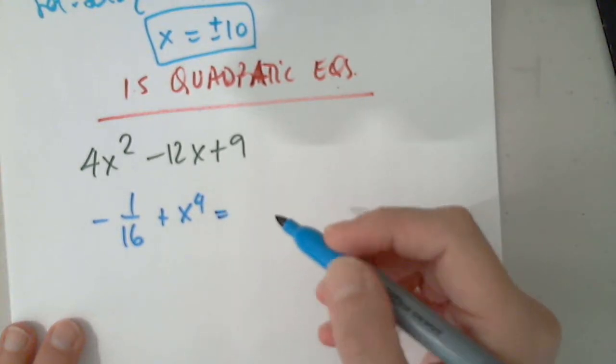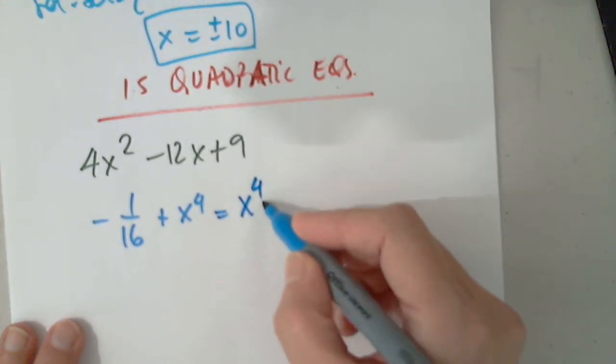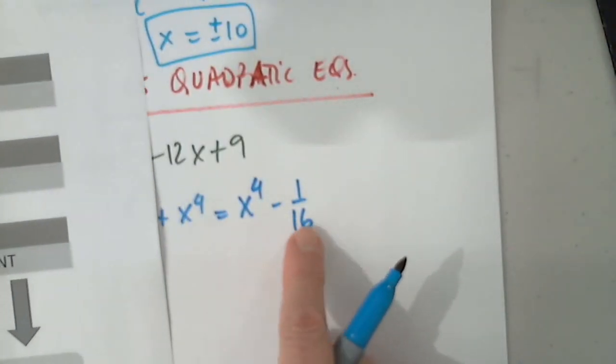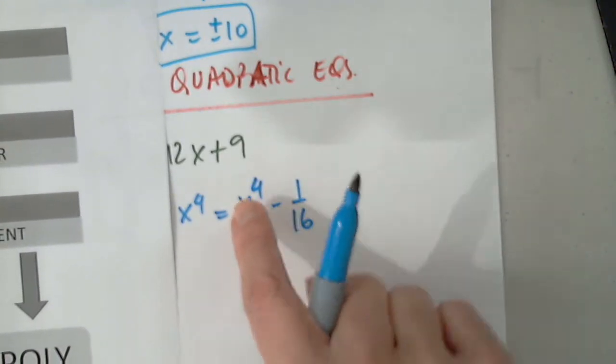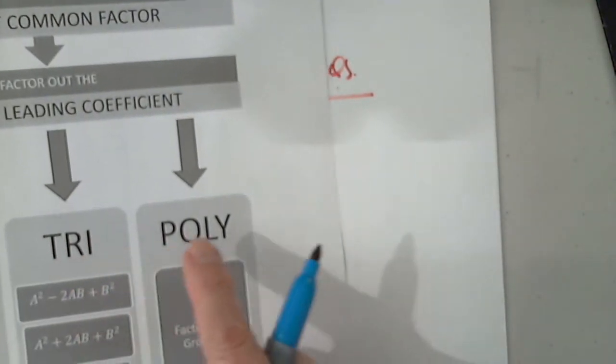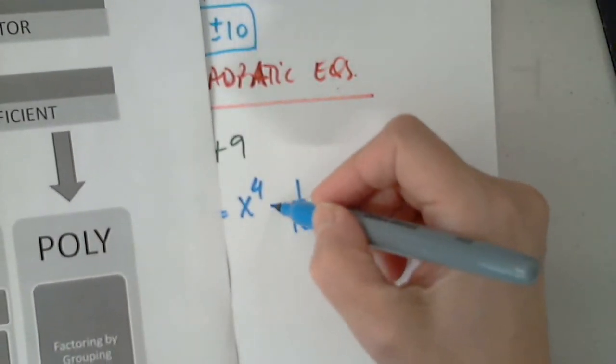Binomial, but it's not in descending order, so I have to write x to the fourth minus 1 over 16. Then I look at greatest common factor. There is none. A negative leading coefficient, no. The leading coefficient is 1. Is it a binomial, trinomial, or a polynomial? It's a binomial. It has minus.